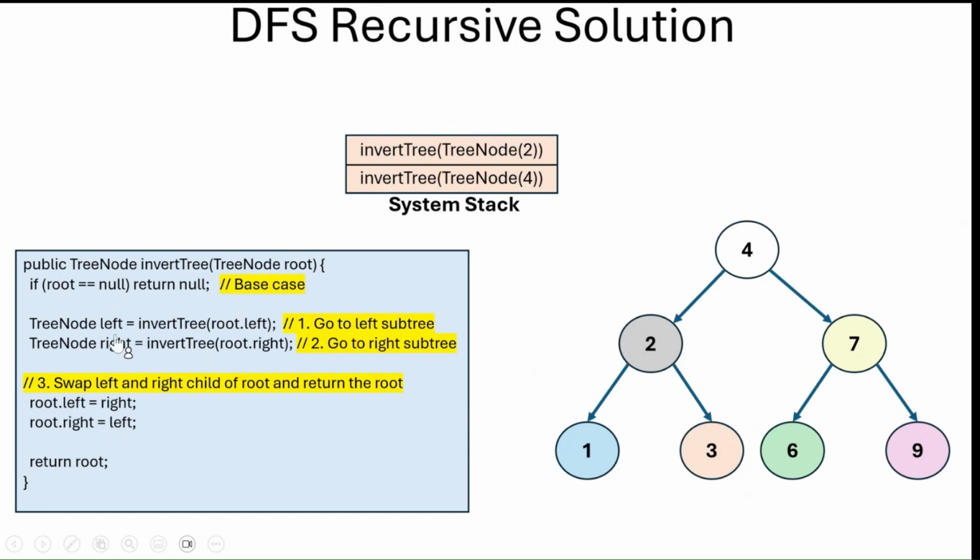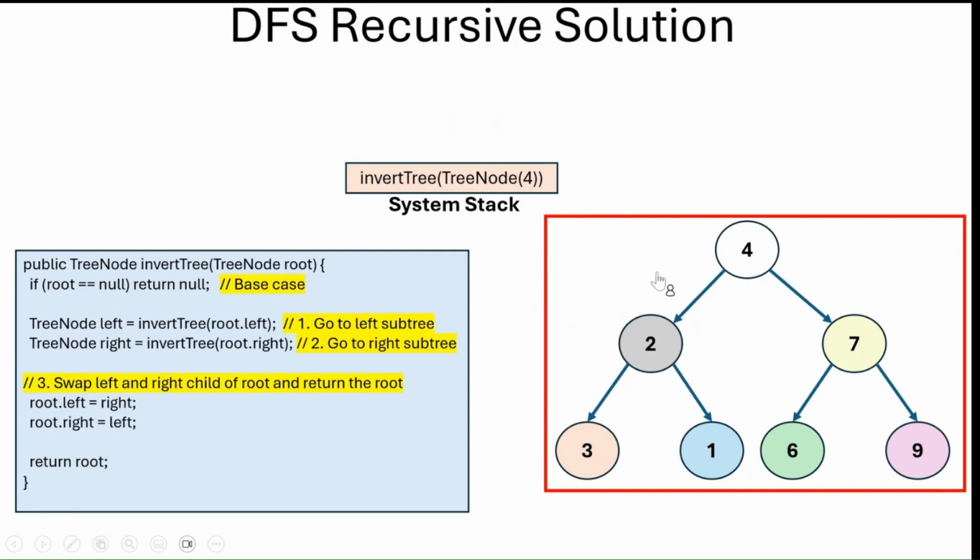It will return to the previous invert tree function with node 2 as the root, and it will store the reference of node 3 into the right variable because we came from the right side. Now it will do the swap here. What is root dot left? Root dot left, which is 2 dot left, it will add right. What is right? Right is 3. And in root dot right it will add left. What is left? Left is the reference of 1. So the tree will become like this, and it will return node 2 to the previous function execution, which is invert tree with node 4 as the root, basically this whole tree.